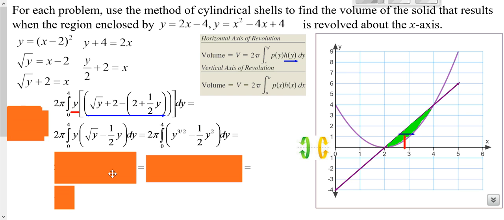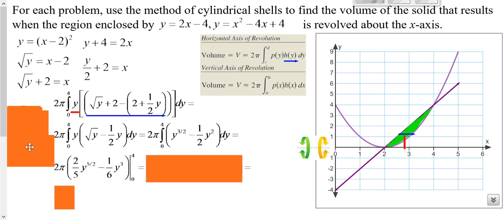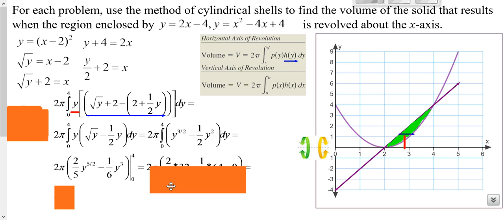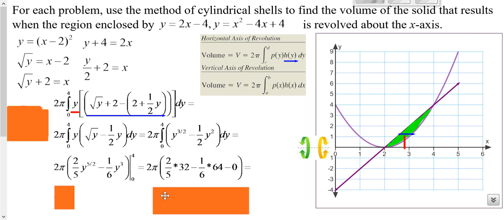So we'll leave the 2 pi in front, integrate each one of these y's, then we have to evaluate it from 4 to 0. Plug in 4 minus what you get when you plug in 0. Once again, I'd probably just type all this into my calculator at once, then multiply it by 2, and then know that my answer is going to have a pi hanging out in it.